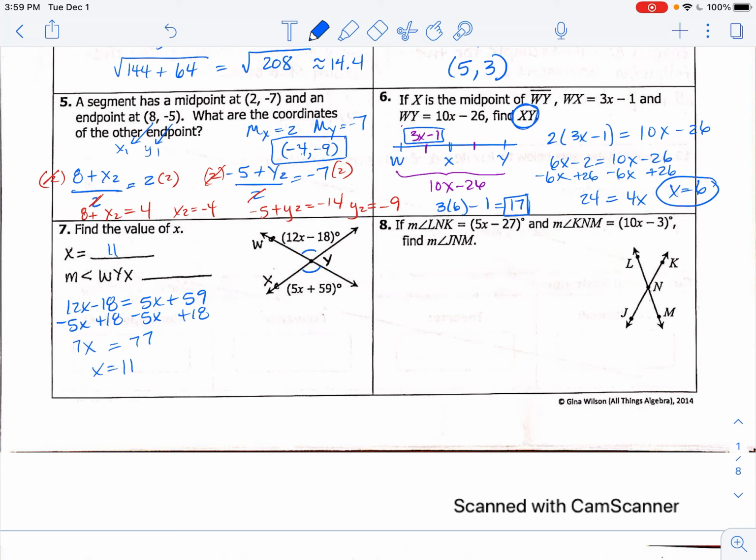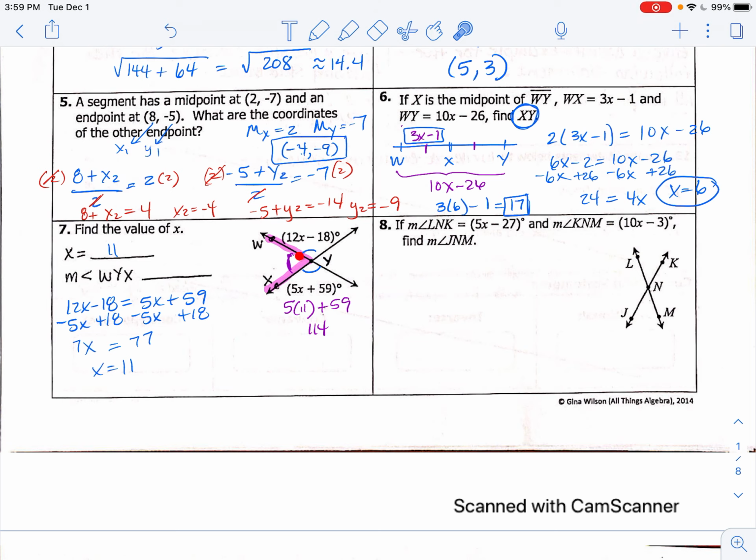Now it wants me to find the measure of this angle, WYX. So W to Y. Oh, it's asking me for this angle. All right, so I'm going to have to do a little bit more math because I don't know what this angle is. So let's first plug our x value into one of our given angles. Like this one on the bottom, 5 times 11 plus 59. That's going to give me 55 plus 59, which is 114. So that's the measure of this angle here.